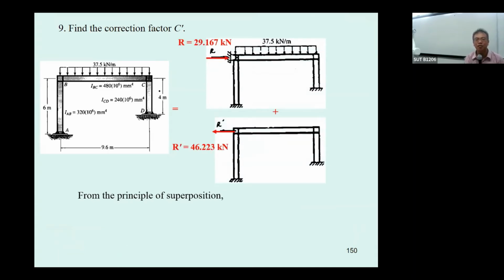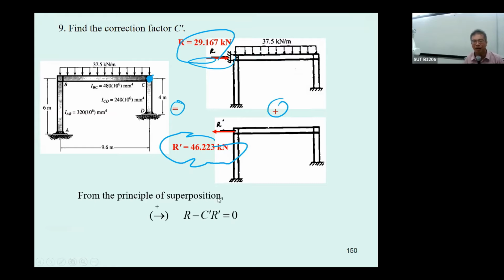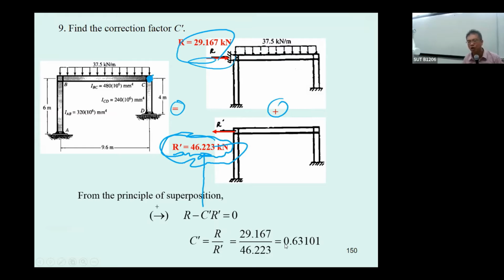Again, the force that occurs on this point is 0. It is going to be equal to this force plus this one, which is in the opposite direction, and then you have to put the correction factor C prime to adjust this force that comes from the assumed fixed moment, and then you get C prime equal to 0.6101. Notice the significant figures that I use.